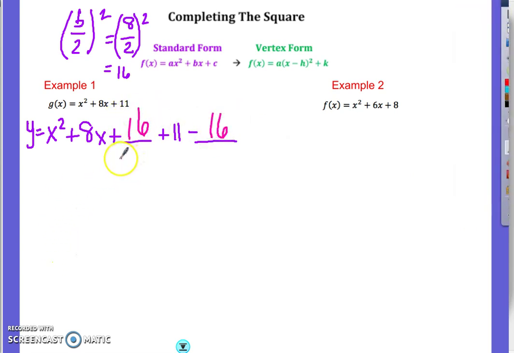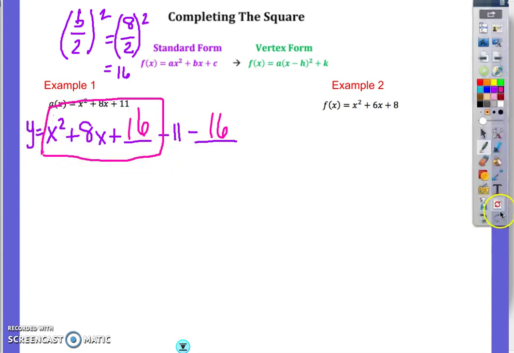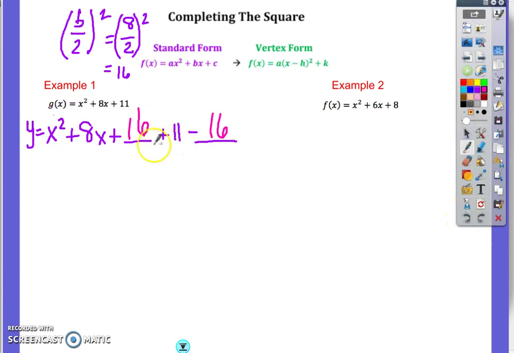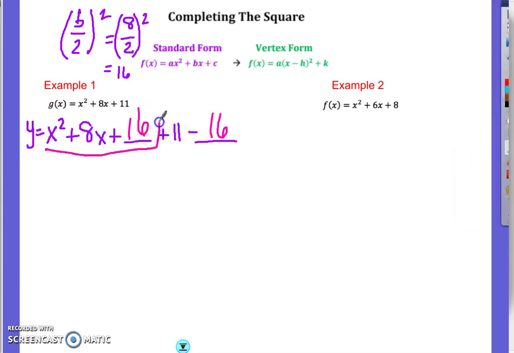And again, if I add and subtract a 16 from the same problem, I didn't change anything. All I did now was make this section, I realize I just marked out my problem. This section, I'm going to redo that, a perfect square trinomial, okay? Because when I factor 16, the factors of 16 that add to be 8 are 4 and 4.